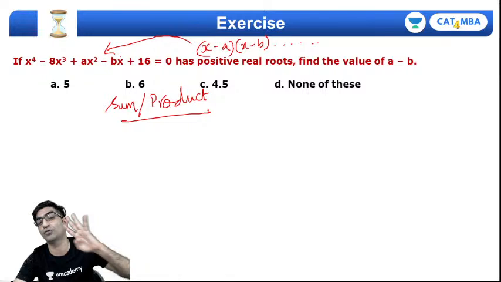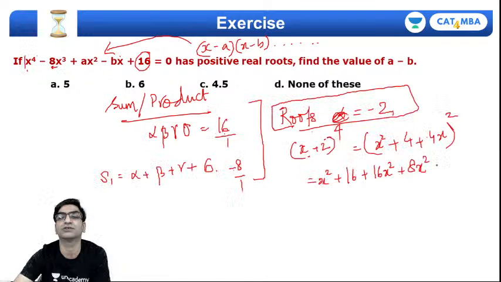So this expression should be x minus minus 2, that's x plus 2 to the power of 4. So you can expand it. X square plus 4 plus 4x, again whole squared. A plus b plus c whole square is a square plus b square plus c square plus 2ab plus 2bc plus 2ca. What do I get? I'll get x power 4 plus 8x cube plus 24x square plus 16x plus 16.